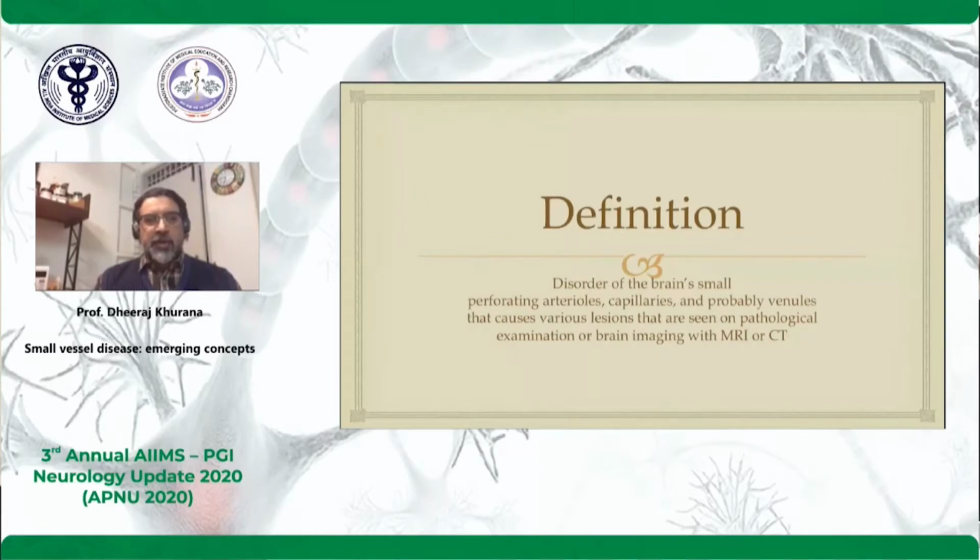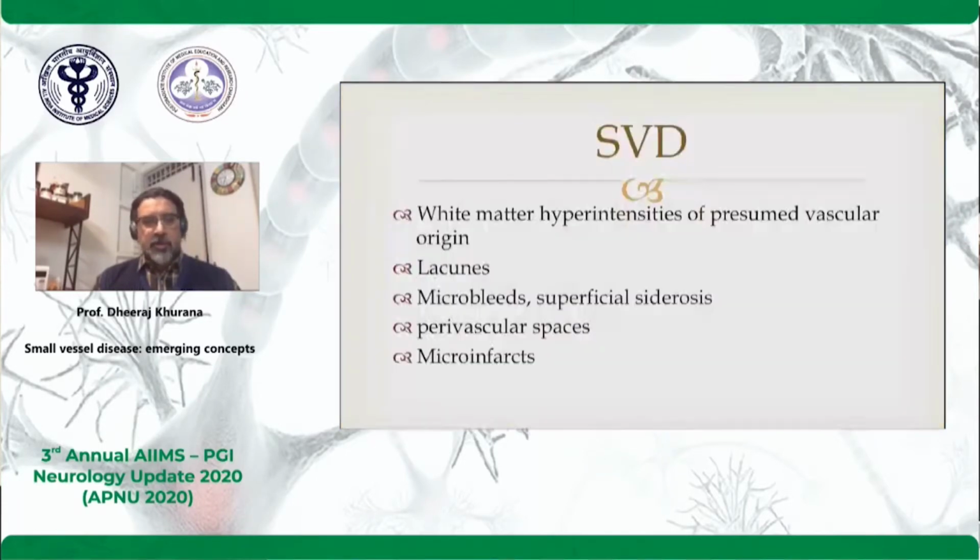It's small perforating arterioles, capillaries, and probably venules too, as per what we understand now with enhanced understanding, which cause small lesions seen on MR or CT imaging, and also seen correspondingly on pathological examination of the brain. And these, exactly as the name suggests, are those small white matter hyperintensities or hypointensities you see on the CT in white matter or around the ventricles. Interestingly, they not only lead on to infarcts, they're also now clearly known to be associated with hemorrhages.